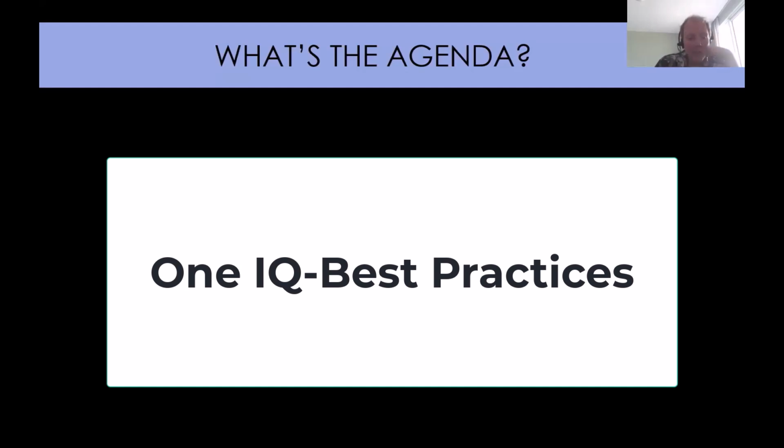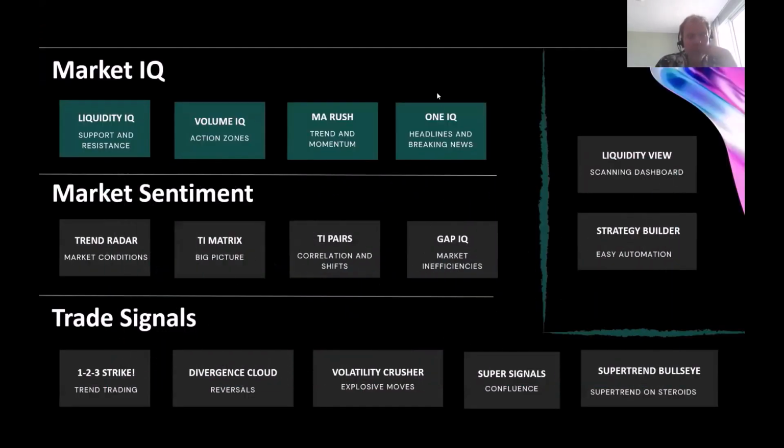Now, in order to get to this point, first off, 1IQ is one of our market IQ indicators. So it's part of this market IQ suite. It's our latest addition to it. But unlike liquidity IQ, unlike volume IQ, and unlike MA Rush, it needs to be traded with a bit differently.